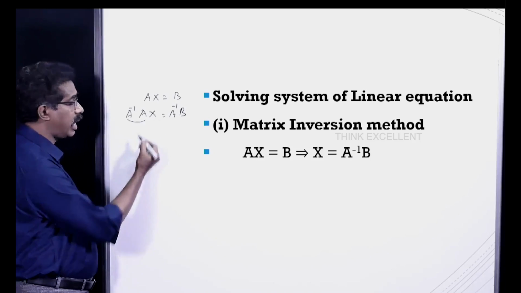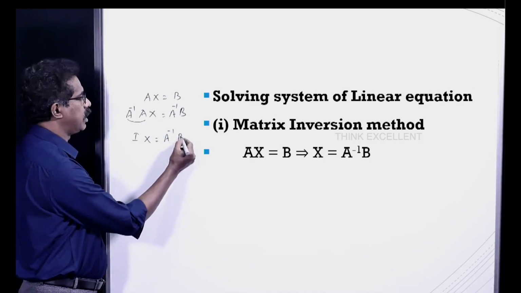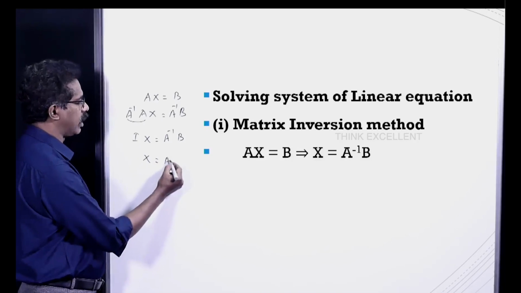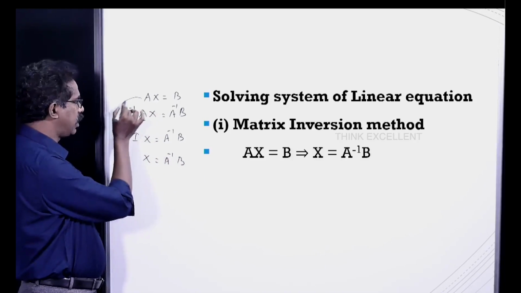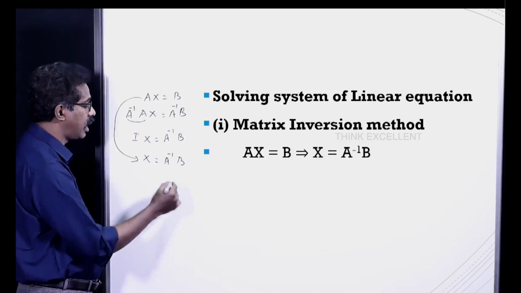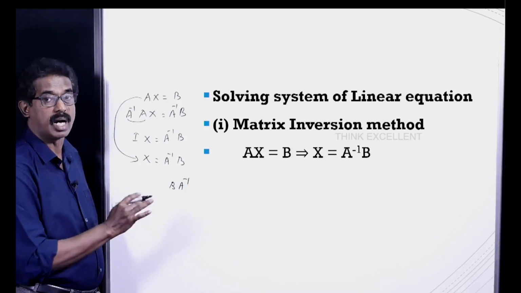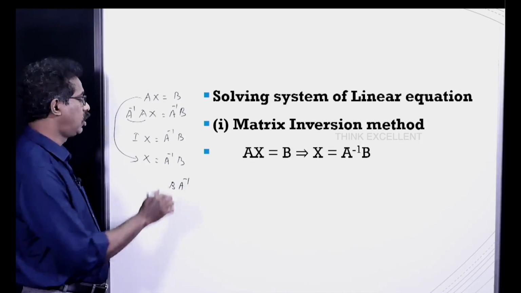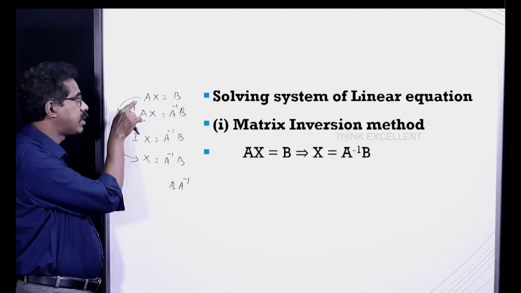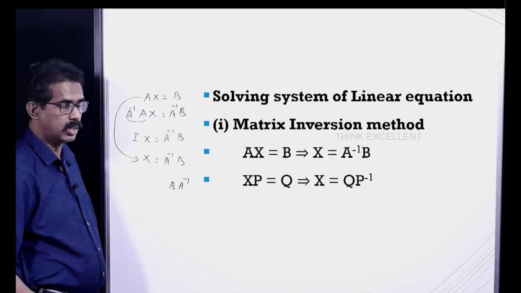What is A inverse into A? It is I. So I into X is equal to A inverse into B. So X is equal to A inverse into B. From here directly you can write this. But you know A inverse into B and B into A inverse are not the same. Matrix multiplication is not commutative in general. So the order is important. If you want to find X, A must get cancelled, so pre-multiply by A inverse. So here also pre-multiply. That is your answer: X is equal to A inverse into B.